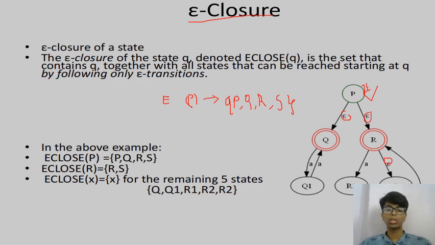And epsilon closure of R is R itself, and then S. And epsilon closure of X is X itself. For the remaining states, Q, Q1, R1, R2, there is no epsilon transition.